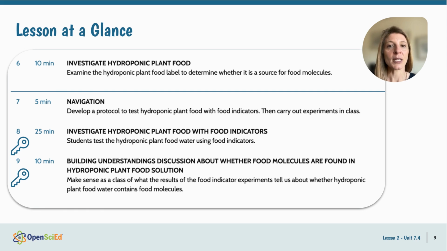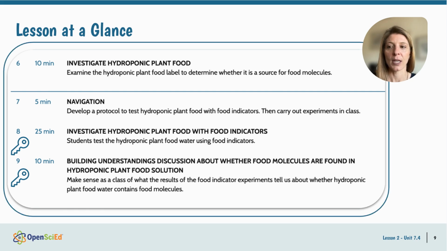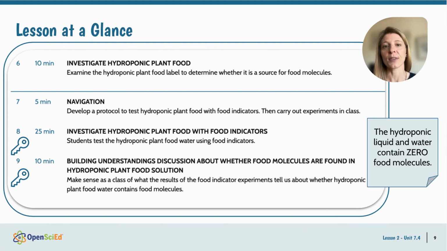Loop 3 happens at the end of day 1, and takes all of day 2. It's parts 6 through 9. In this part, we examine the plant food labels and use chemical indicators to test it for carbs, proteins, and fats. We figure out the hydroponic liquid and the water contain 0 food molecules, which leads us to wonder, now what? If it's not in the ground or the water, where else could we look?